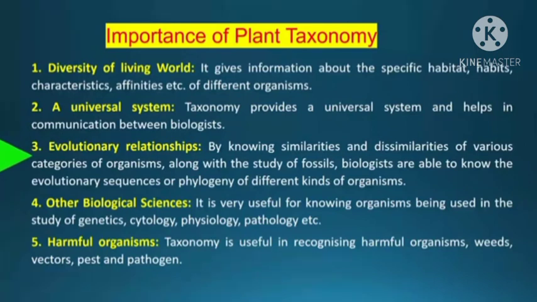Third one is evolutionary relations. By knowing similarities and dissimilarities of various categories of organisms, along with the study of fossils, biologists are able to know the evolutionary sequences or phylogeny of different kinds of organisms. Next one is other biological sciences. It is very useful for knowing organisms being used in the study of genetics, cytology, physiology, pathology, etc. Taxonomy is also useful in recognizing harmful organisms, weeds, vectors, pests and pathogens.